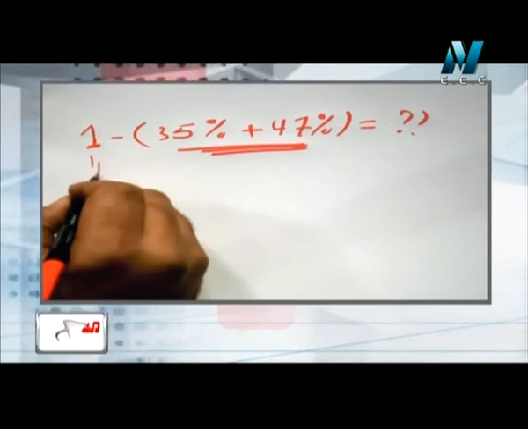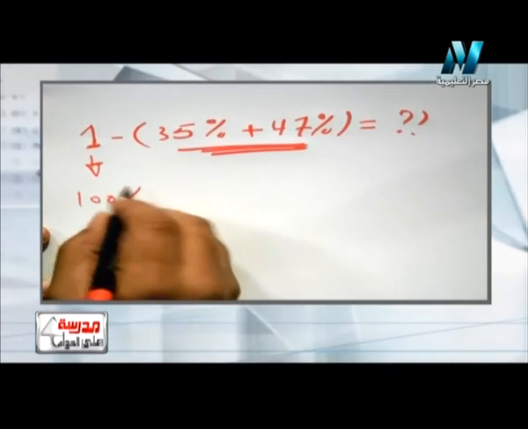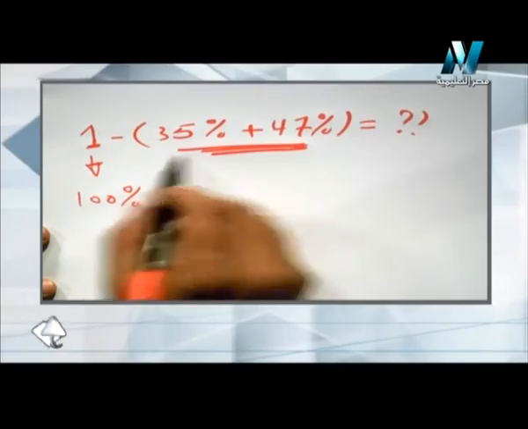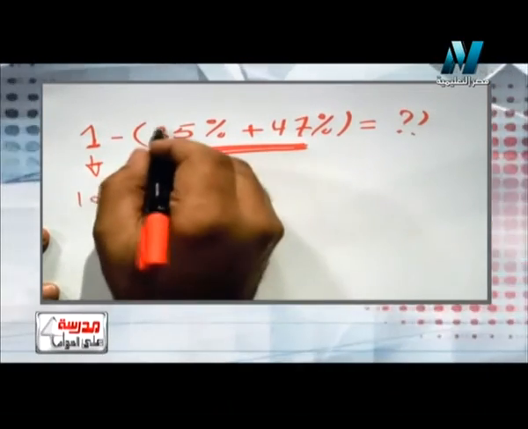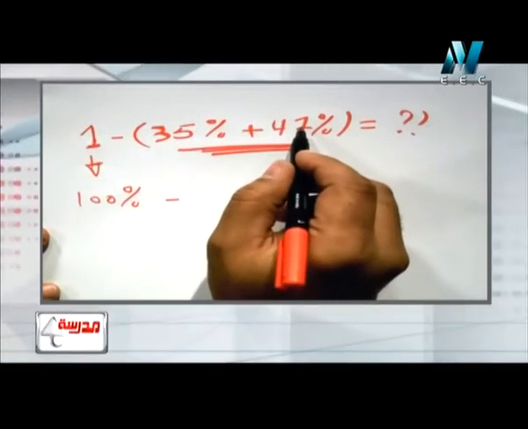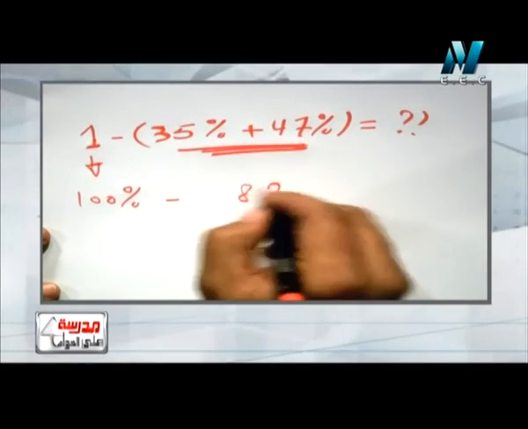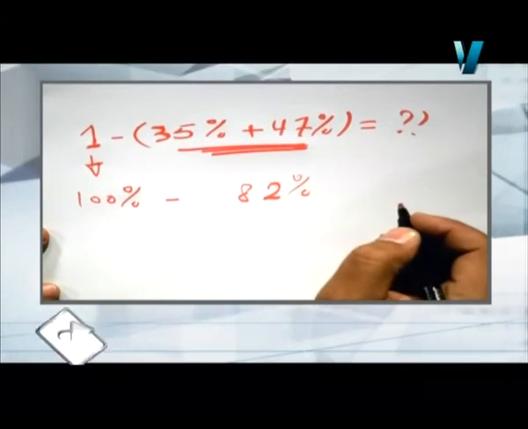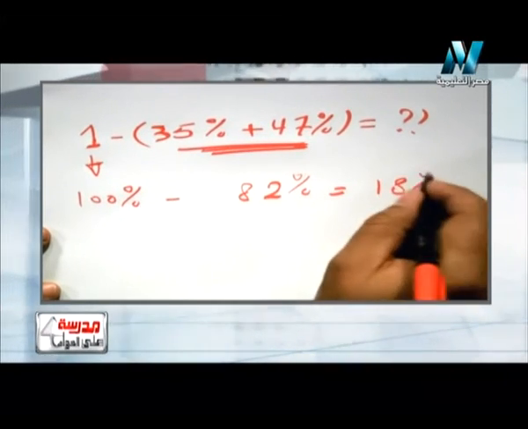We have to convert the number 1 to be 100. It's so easy. And we have to get the sum of the two percentages: 35 plus 47, 7 plus 5 is 12, carry 1, 5, so 82 percent. Then 100 minus 82, the result will be 18%. It's so easy.